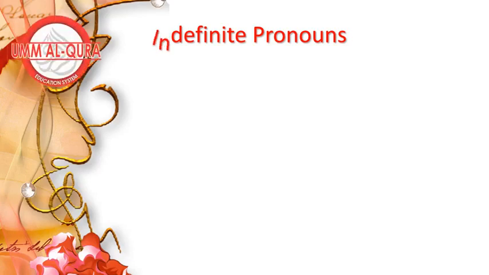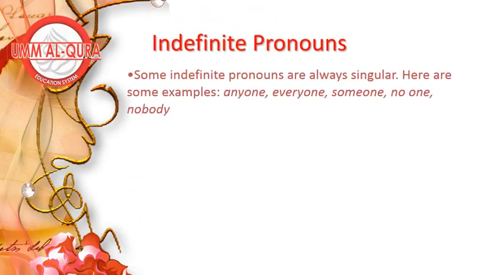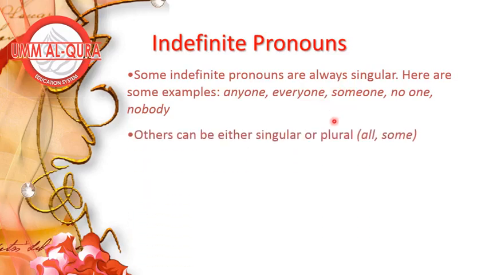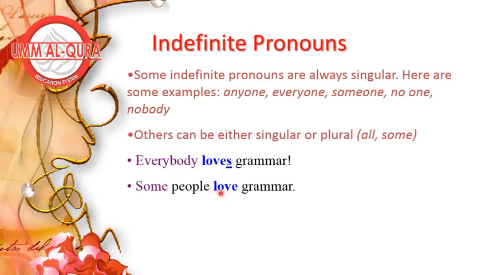Indefinite pronouns. Some indefinite pronouns are always singular. Here are some examples: anyone, everyone, someone, no one, nobody. They will be considered singular. Others can be either singular or plural, like "all" and "some." For example, "Everybody loves grammar." Everybody is considered singular, so the verb has an s. "Some people love grammar." Some is considered plural here, so we use "love" with no s.